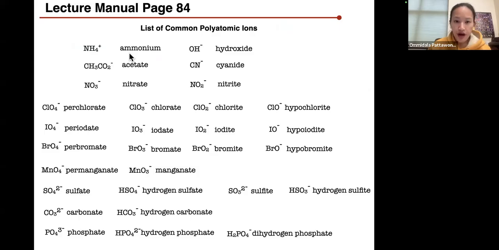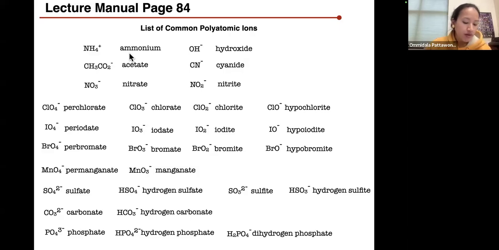The two anions that do not end with ate are hydroxide and cyanide. These are something that you just need to know. Hydroxide is OH, and cyanide is CN. Those are the two that you need to memorize. With that being said, I'm going to go over the names and all of this later.